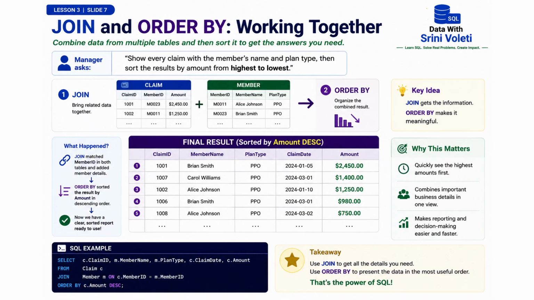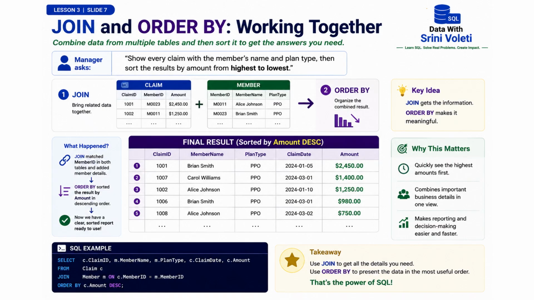Combining join and order by. So far, we have learned two powerful SQL skills. First, we learned how join combines information from multiple tables into a single result. Then we learned how order by organizes the result so it is easier to read and analyze. Now let us use both together. Imagine your manager asks, show me every claim along with the member's name and plan type, then sort the results by the claim amount from highest to lowest.